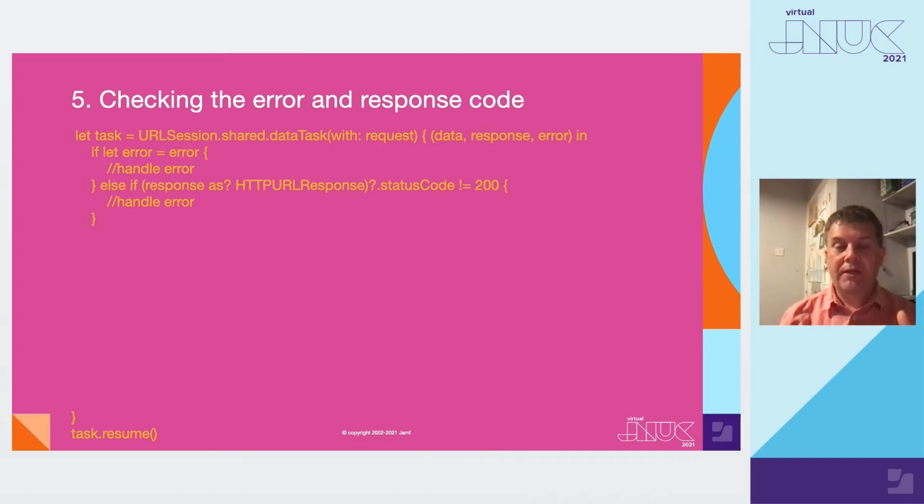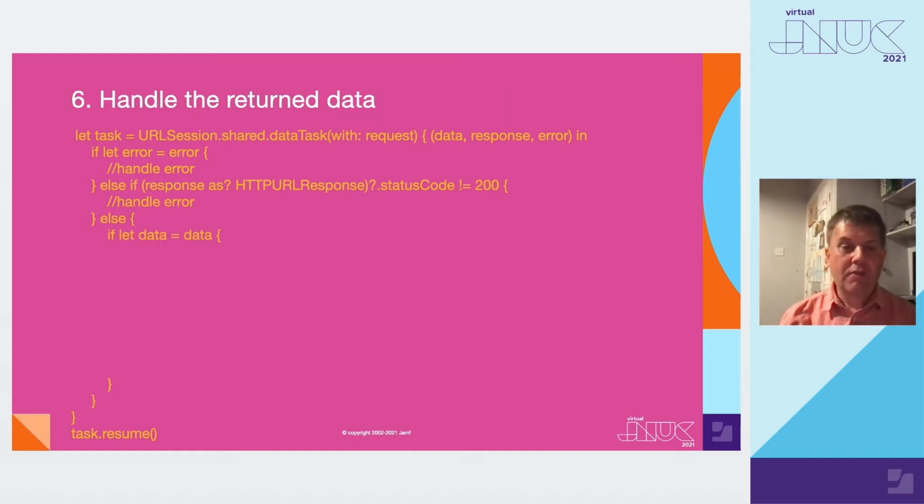But assuming it does convert, we can then access the status code property, and then we're going to check for our specific status code. In this case, we want to check if we got a value other than 200. So 200 is successful, and anything else will indicate a failure. If it's not 200, we know it's failed. So again, within this if statement, we can handle the error. But assuming it is 200, it'll fall through, and then we can handle the data.